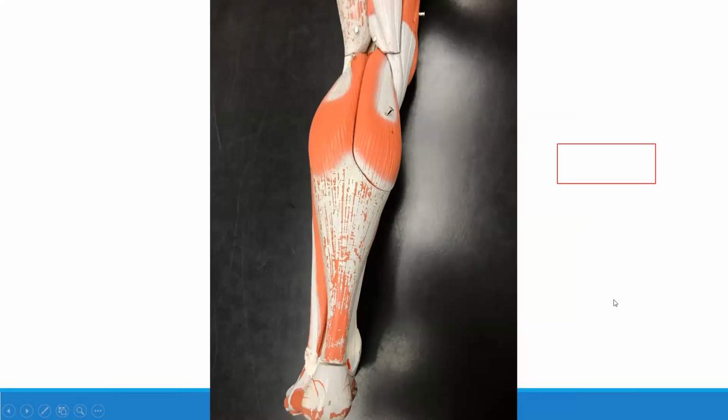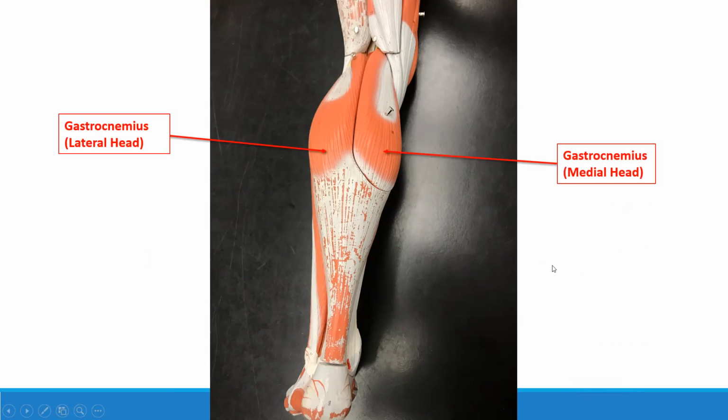Okay, on the posterior surface of the lower leg, as we've seen the posterior surface of the thigh and the anterior surface of the thigh, we've seen the medial surface of the thigh. Now let's take a look at the lower leg. We have this very large muscle here called the gastrocnemius. Lateral head and the medial head of the gastrocnemius. They both originate on the condyles of the femur.